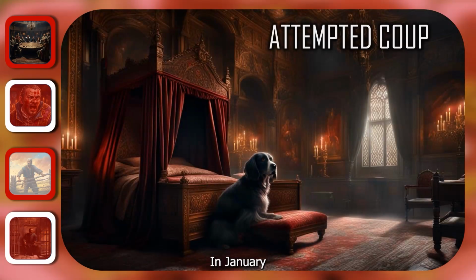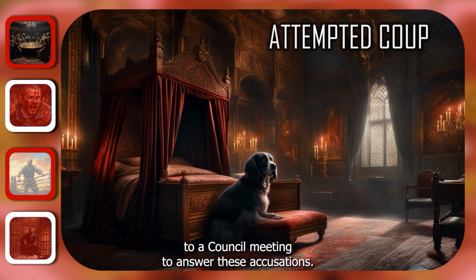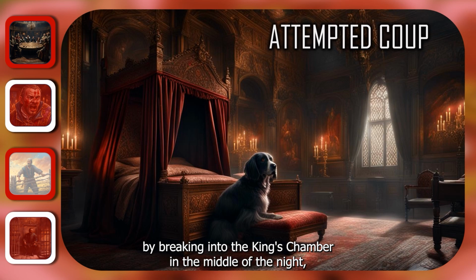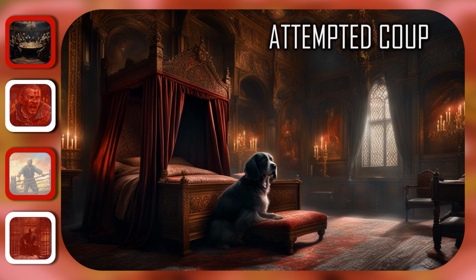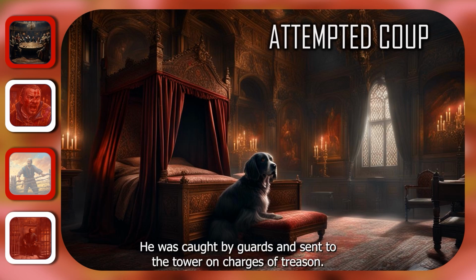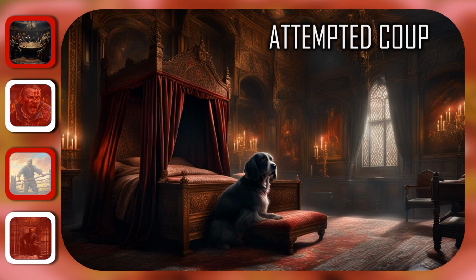In January 1549, Somerset tried to call his brother to a council meeting to answer these accusations. Instead, Thomas Seymour attempted a coup d'état against his brother by breaking into the king's chamber in the middle of the night, killing the king's poor pet spaniel, and trying to take possession of him.